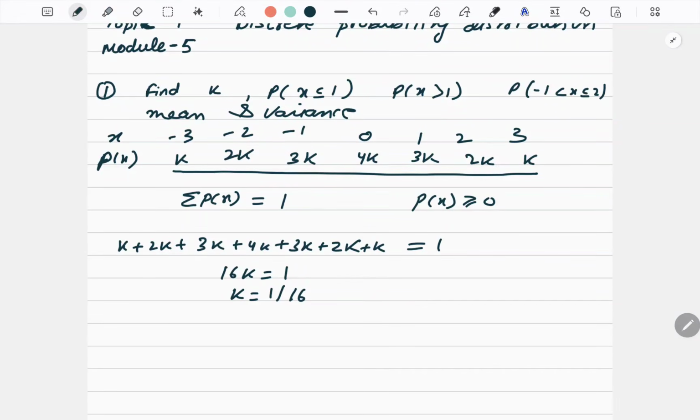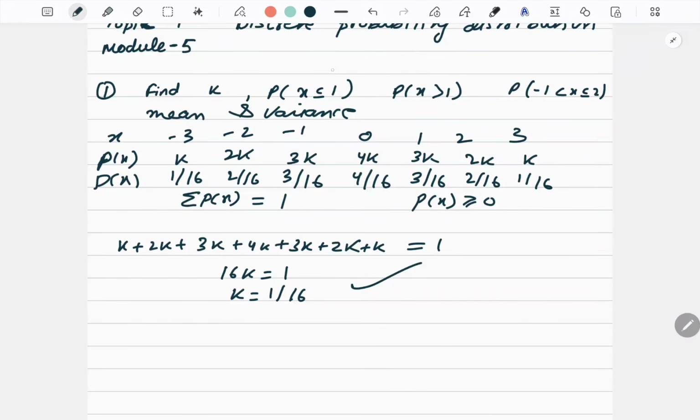The moment you get the k value, go back to your table and write down your probabilities again. So this is 1 by 16, 2 by 16, 3 by 16, 4 by 16, 3 by 16, 2 by 16 and 1 by 16. Correct? So now my probability table is ready.